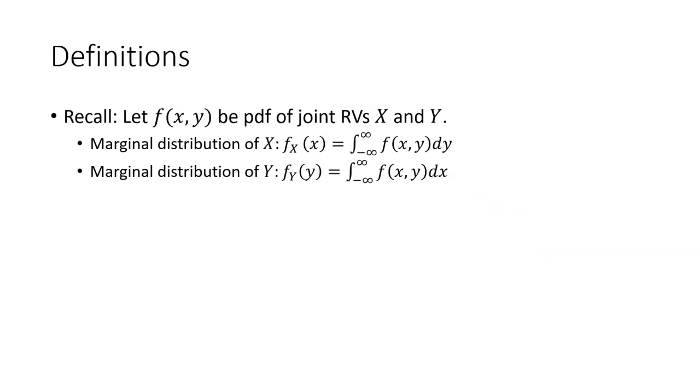So some definitions. Just recall that a marginal distribution, if I have F as the joint distribution, we integrate out one of the variables. If I want the marginal distribution of X, we're going to integrate Y for all values of Y that are reasonable. Same thing the other direction. If we want the marginal distribution with respect to Y, we integrate out the X for all reasonable values of X.